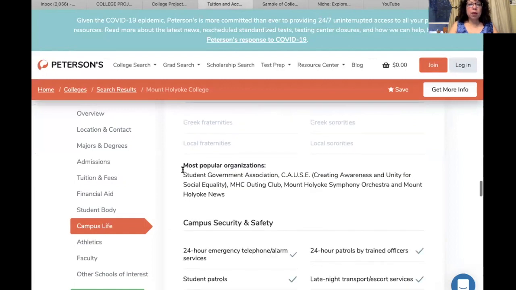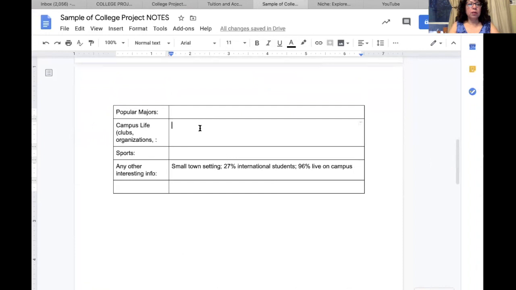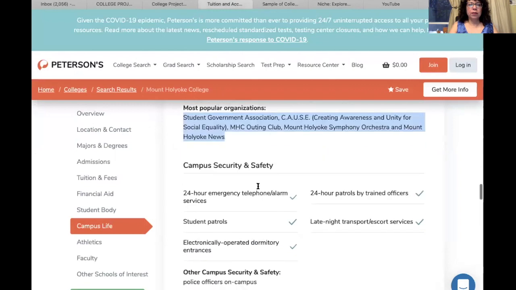Oh, here we go. Popular student organizations. Well, this is good to know. So you could actually just click popular campus life clubs and organizations. There you go. And let's see what else we can find.